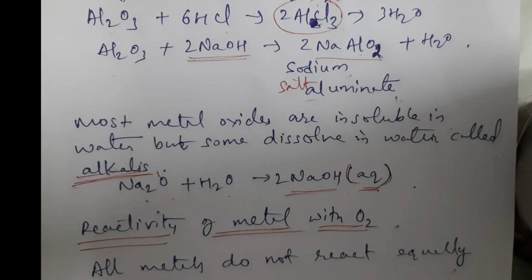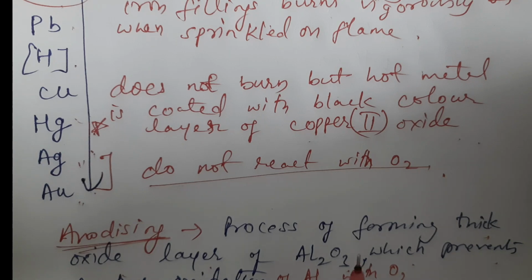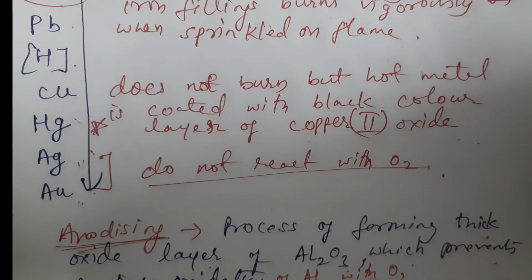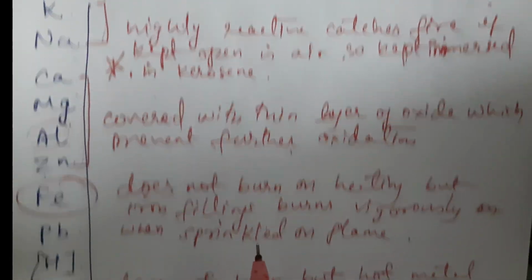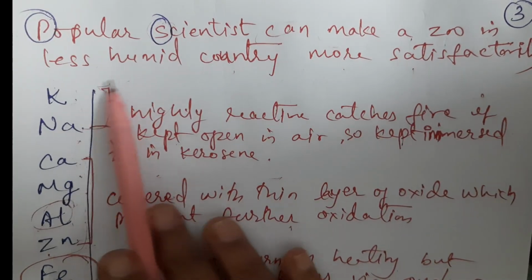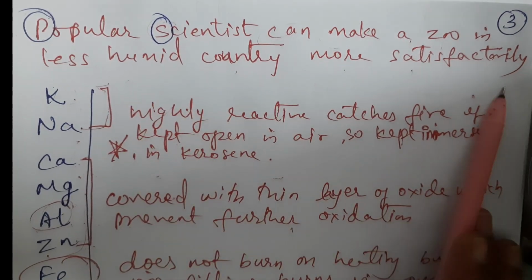Now let's start with reactivity of metals with oxygen. Metals react with oxygen to form metallic oxides. How do the metals react with oxygen? For that we need to remember the activity series. In my previous video I uploaded how we can easily remember the activity series with a sentence: Popular scientist can make a zoo in less humid country more satisfactorily.